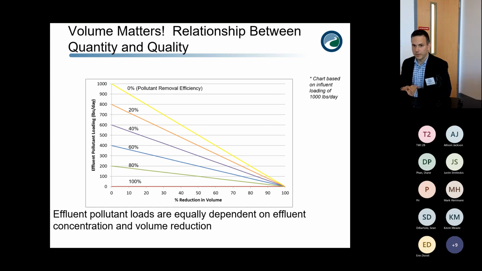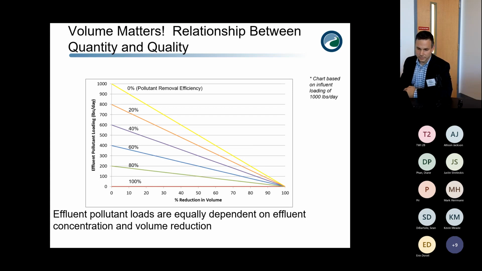And then I mentioned this before, but volume matters. This chart is a little bit hard to understand, but I'll walk you through it. This is showing how quantity and quality are related to each other. So on the y-axis here is the effluent pollutant loading. So this is the concentration or the amount of pollutants that are leaving a site. And the x-axis is the percent reduction in volume that you're achieving from the runoff leaving a site. And this is all based on a starting point of, before you put any BMPs in, that you have 1,000 pounds of pollutant per day.